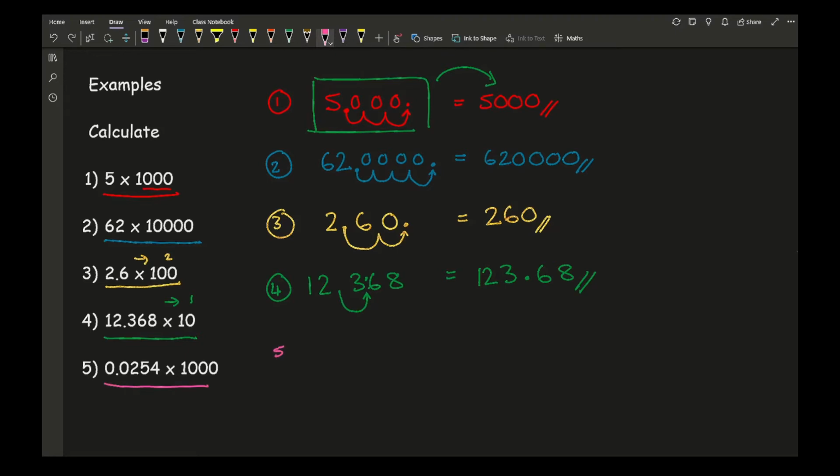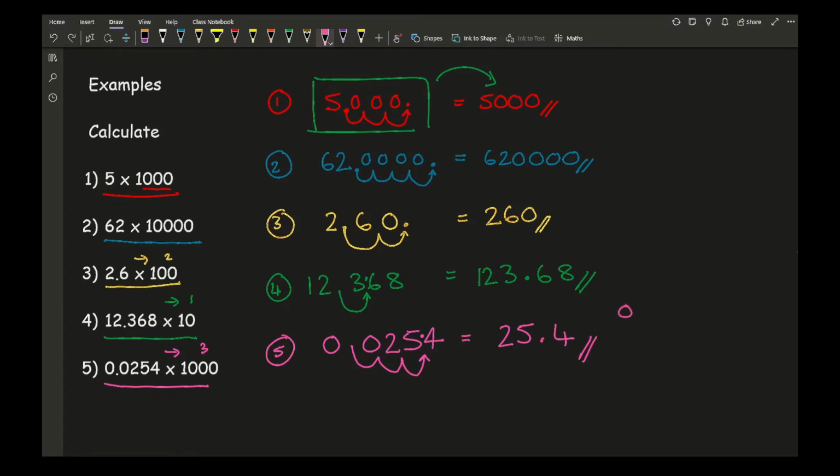So moving on to the last one. So here we've got a number less than 1. So here we've got 0.0254. And again, I'm moving the decimal point to the right 3 places because I've got 3 zeros. So here's my decimal point. So that's 1, 2, 3. So the decimal point is going to go between the 5 and the 4, giving me a final answer of... Or actually, it's not. It's going to give me 25.4. And there is my final answer.